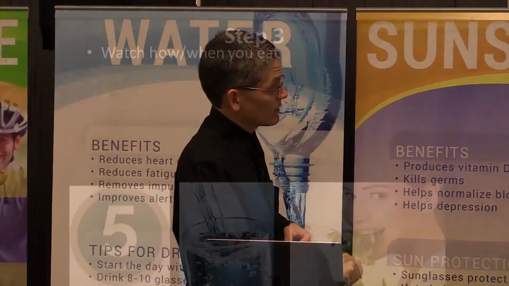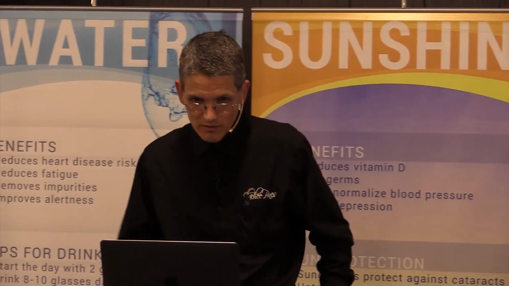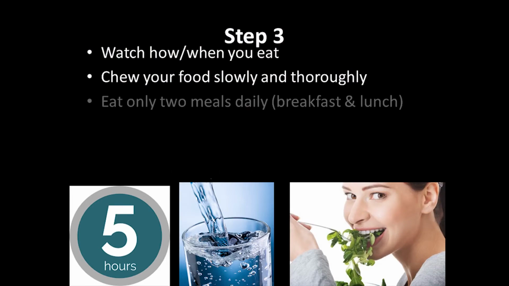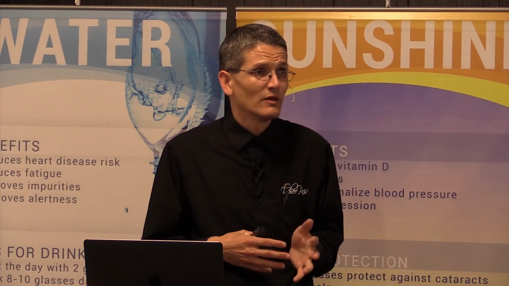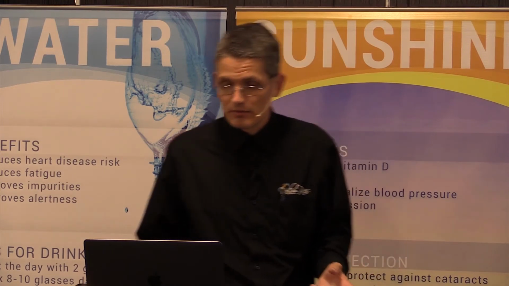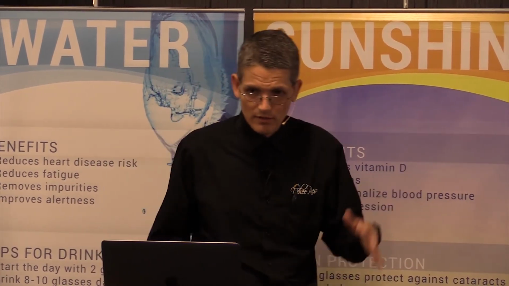Number 3, you got to watch how you eat and when you eat. That's very important as well. You want to chew your food slowly, chew it thoroughly, eat only 2 meals a day, breakfast and lunch. You mean you're diabetic and only 2 meals a day? Yes, absolutely. We have such a hard time trying to get people their diabetes reversed when they're eating 3 meals or more a day. Right? You get it down to the 2, it gets much easier to start getting things reversed.